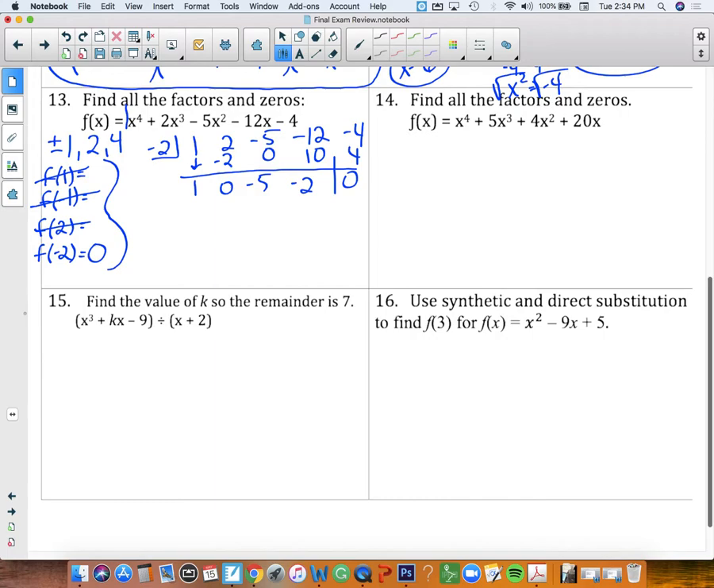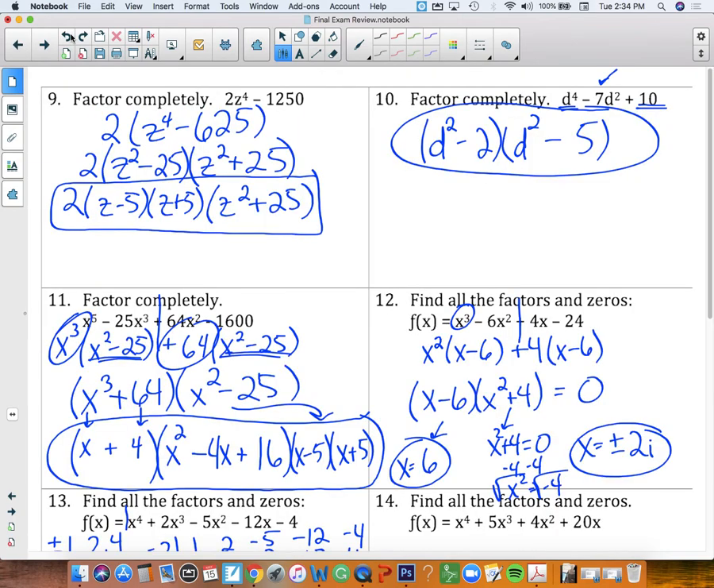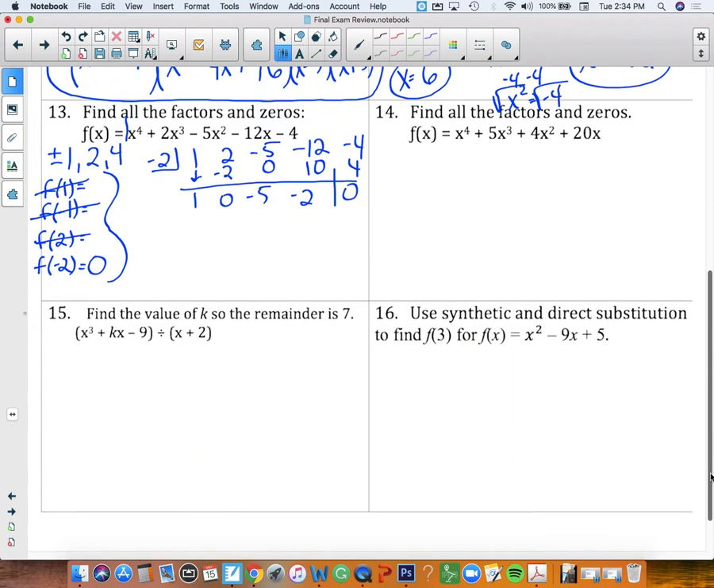So what you're going to have to do is this step again. Plug in factors of that back number, which is a negative 2. Okay? And you're going to find that the negative 2 is the one that works again. All right, so I'm just going to do a negative 2 with synthetic division again and break it down even further. And then we get that.